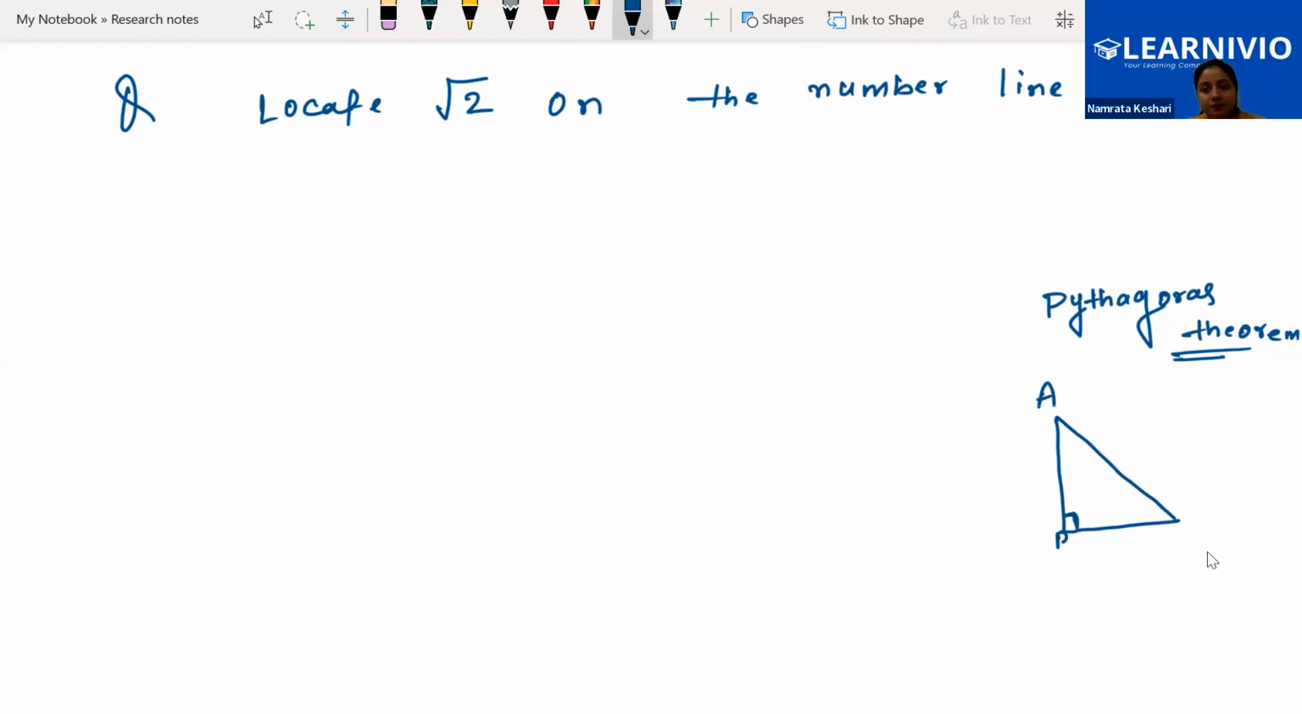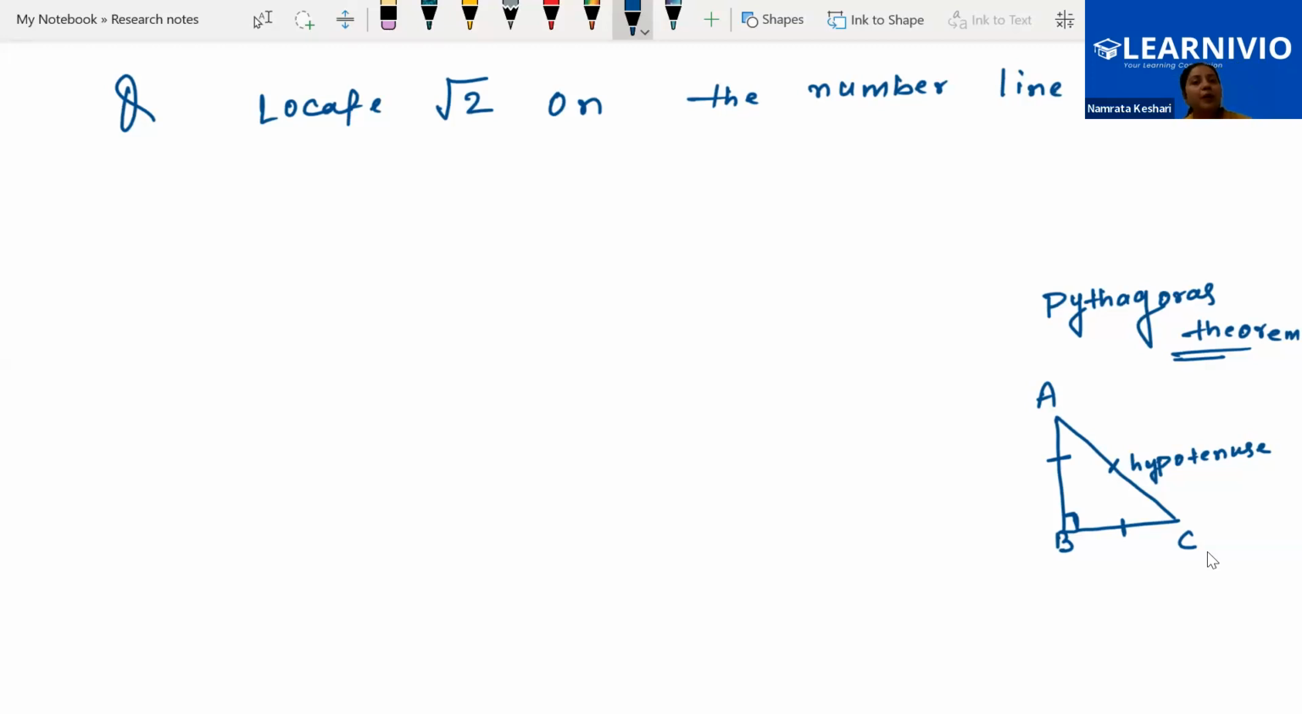ABC. Here this AC is called the hypotenuse, opposite to 90 degrees. Whatever side is opposite the right angle, that's called the hypotenuse. And in this right angle triangle, the hypotenuse is the largest side. How many sides do we have in this triangle? AB is one side, BC is another side, AC is the third side. So this AC, which is opposite to the 90 degree angle, is called the hypotenuse, and the hypotenuse is the largest side among these three sides.